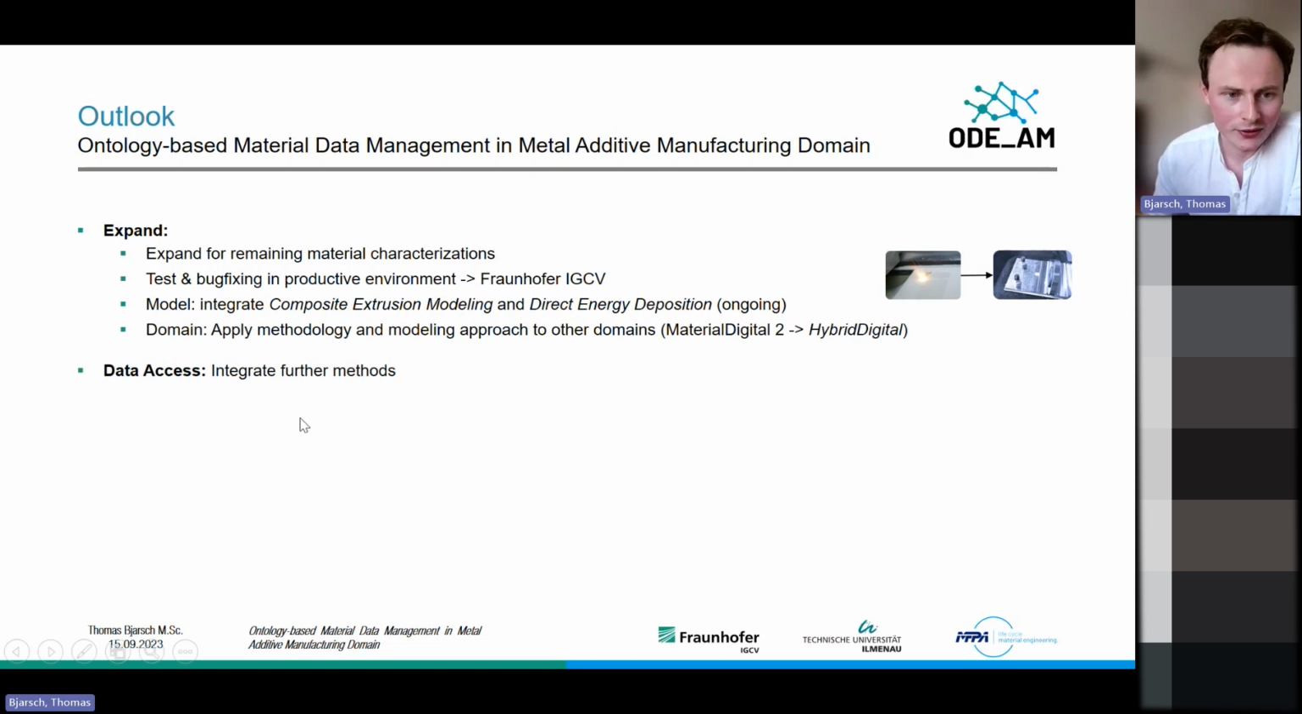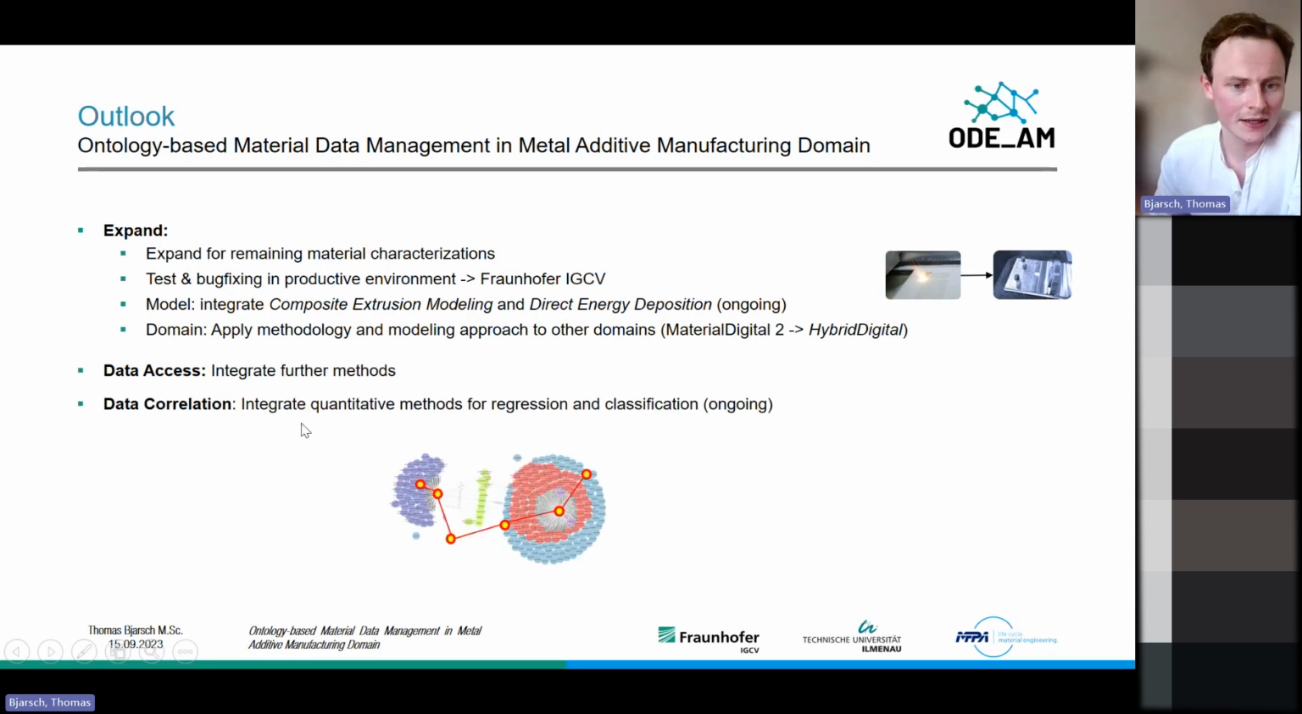And also for data access, test different methods to access the data, for example, using large language models, and also integrate different data correlation analytics like statistics or machine learning in order to get correlations automatically and not have to select them manually.